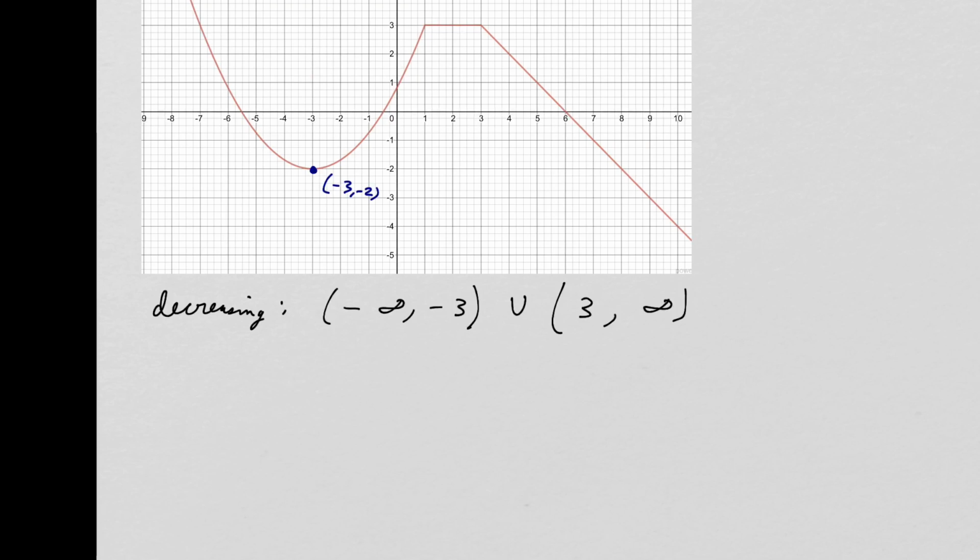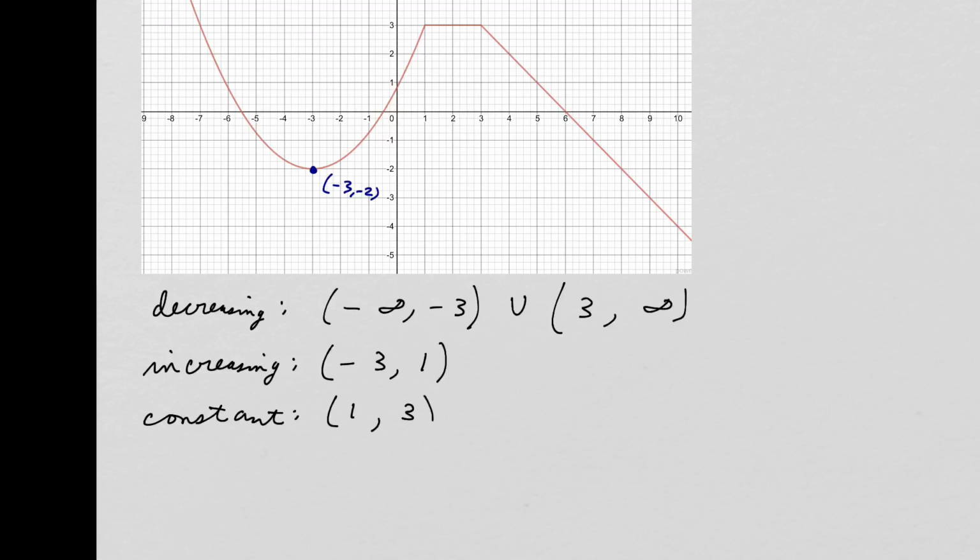Where is it increasing? Well, it looks like this function is increasing from -3 to 1. So -3 to 1. And again, I'm going to use parentheses. And then finally, it's constant from 1 to 3. Right, so it's constant from 1 to 3. Okay.